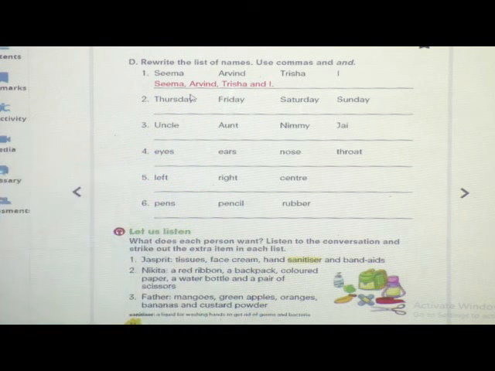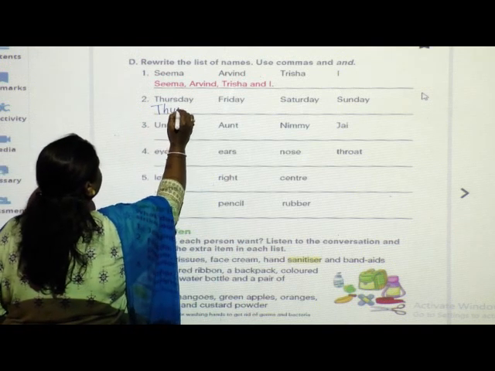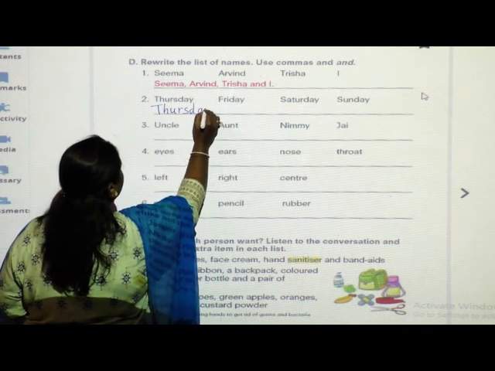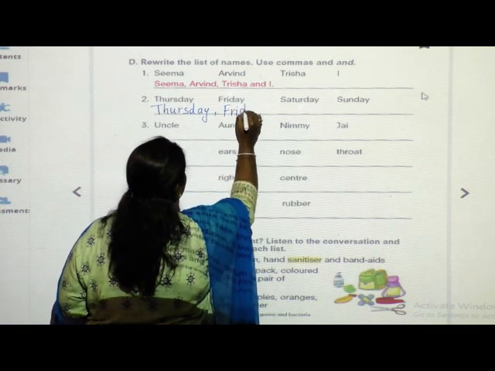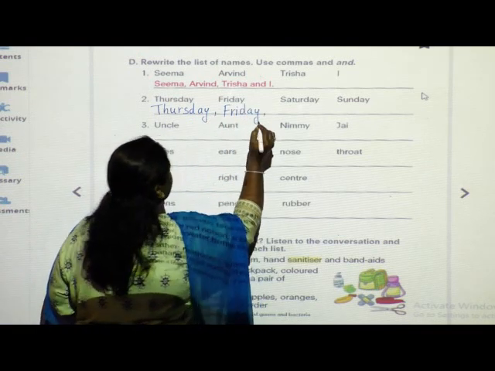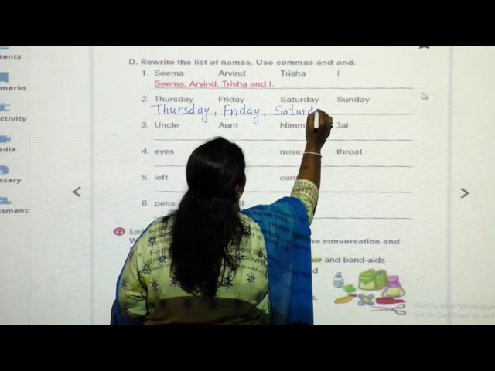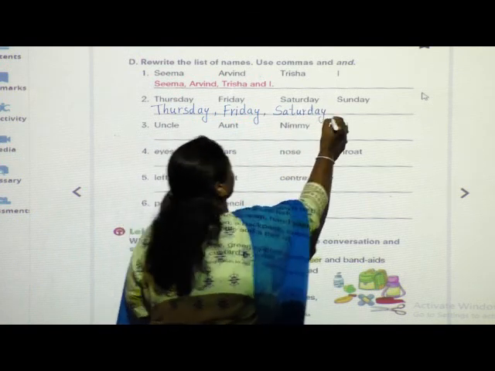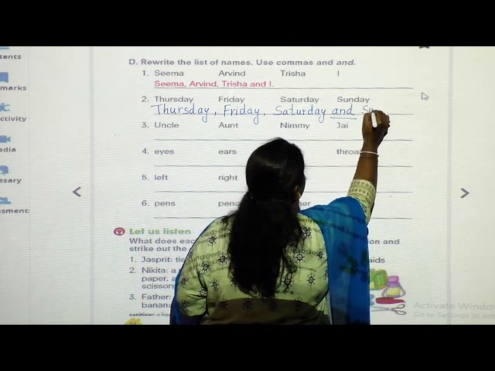The next one is Thursday, Friday, Saturday, Sunday. So how will you write this sentence? Thursday, comma, Friday, comma, Saturday, and Sunday. Here you are using and Sunday.